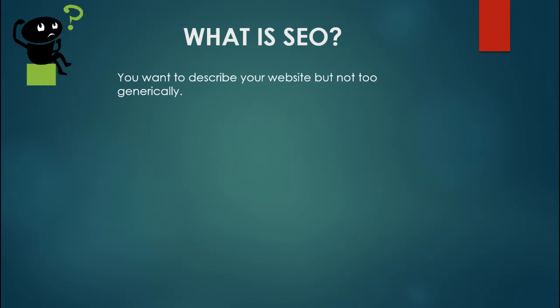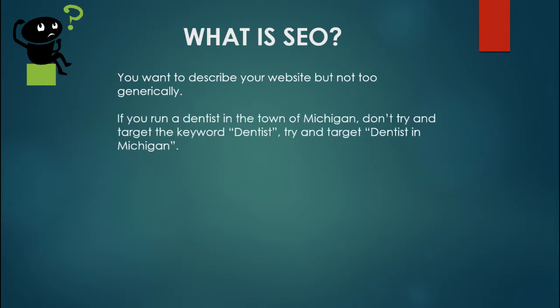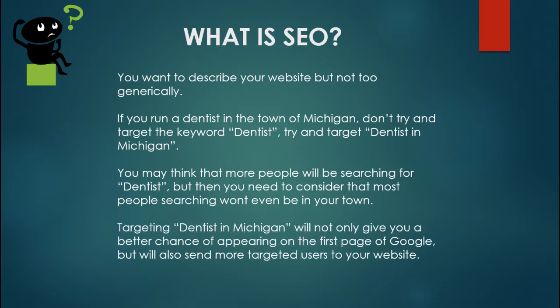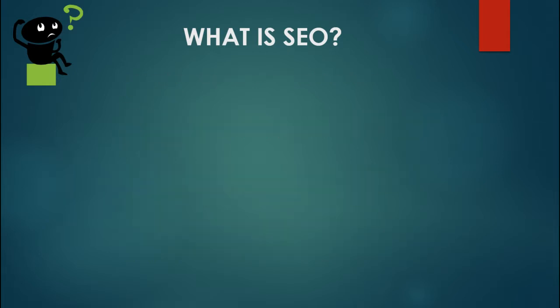You want to describe your website, but not too generically. If you run a dentist in the town of Michigan, don't try and target the keyword dentist. Try and target dentist in Michigan. You may think that more people will be searching for dentist, but then you need to consider that most people searching won't even be in your town. Targeting dentist in Michigan will not only give you a better chance of appearing on the first page of Google, but it'll also send more targeted users to your website.